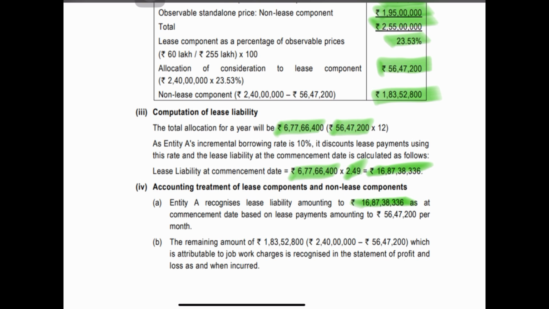Okay, and the remaining payment. So remaining payment is 2 crore 40 lakh minus this 56 lakh 47,200 per month. The remaining is 1 crore 83 lakh 52,800. So this will be charged to P&L directly as part of the job work charges. So this will not be part of your ROU asset and liability calculation. So this is the non-lease component. Non-lease component will be charged to P&L directly.